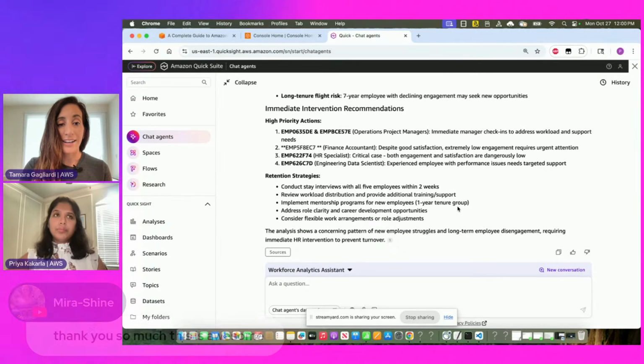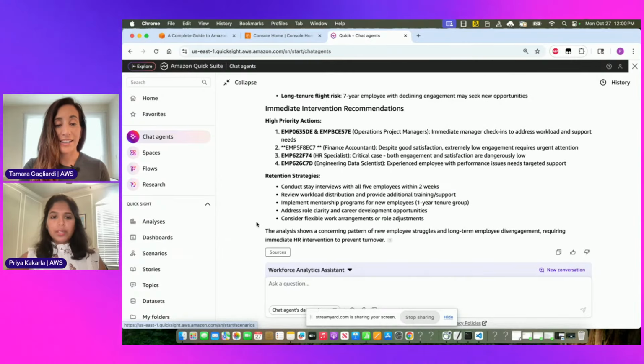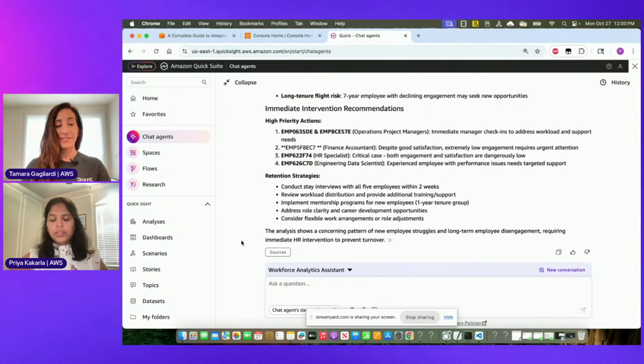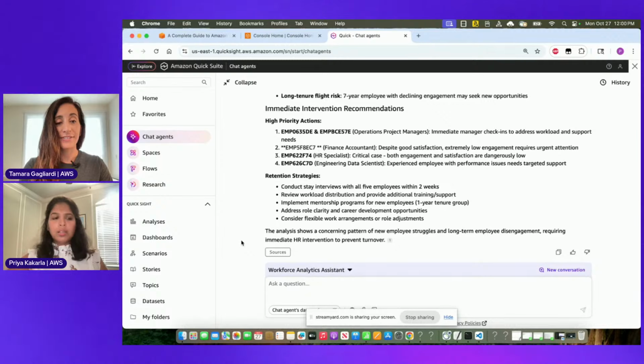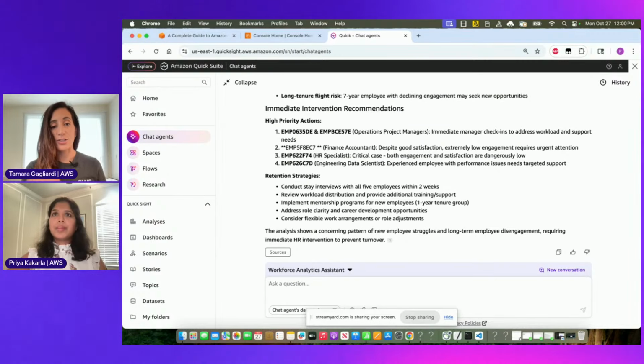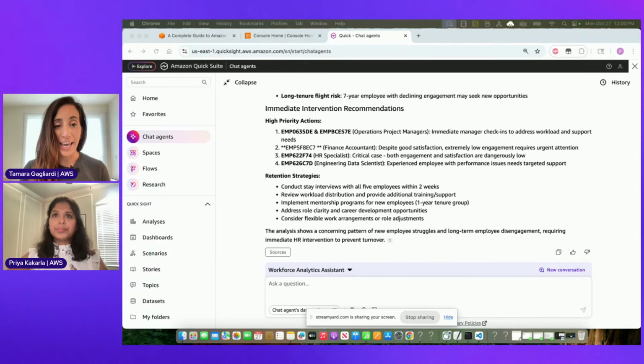We also have something called scenarios. I don't want to deviate from the topic we have planned for today, but scenarios in Quick Suite are also very powerful if you have what-if questions. What if these factors change? How would you want to increase or decrease certain factors impacting your business? All those can be achieved with scenarios as well. Yeah, scenarios is super powerful, also powered by AI, and able to synthesize a lot of the data you have and make sense of it.